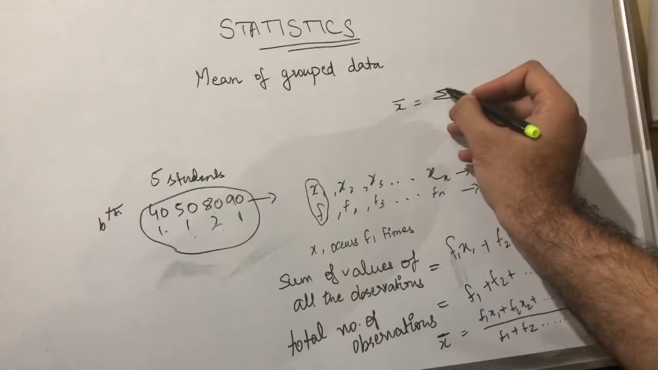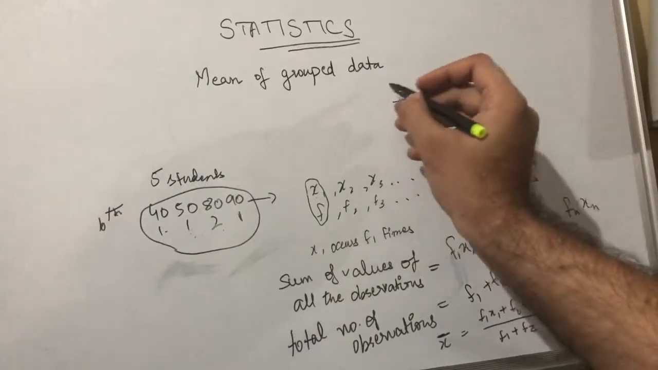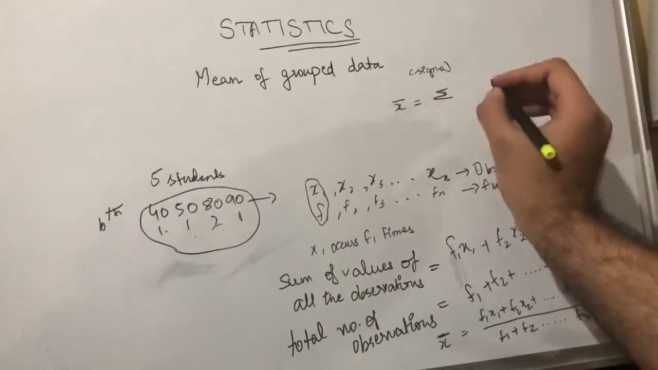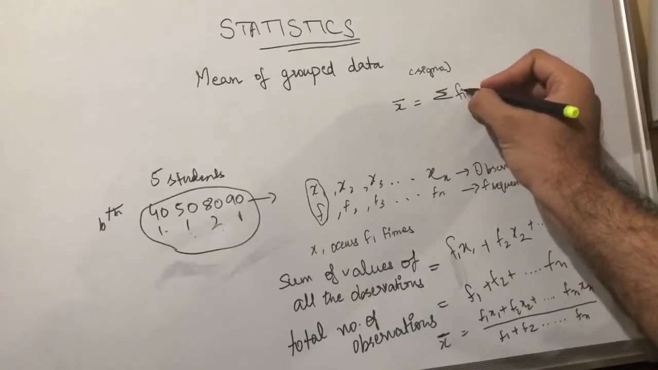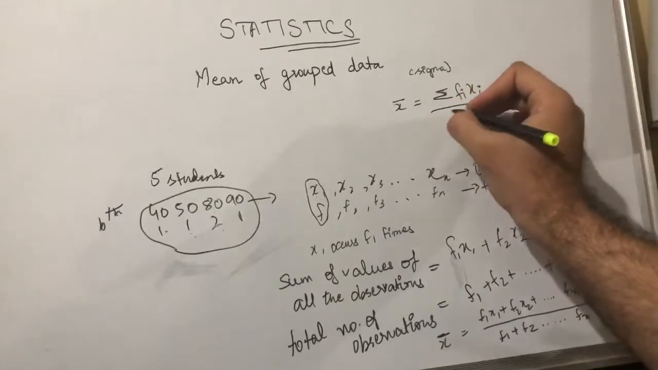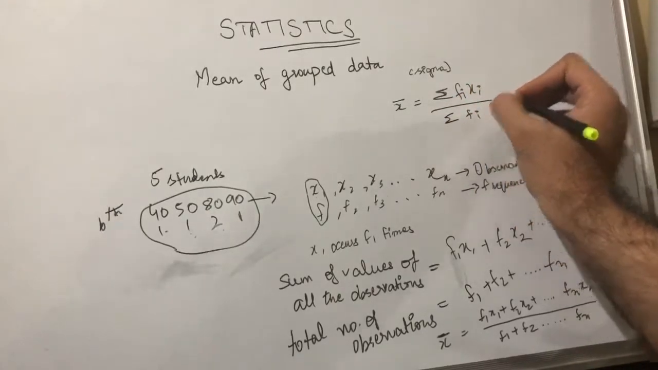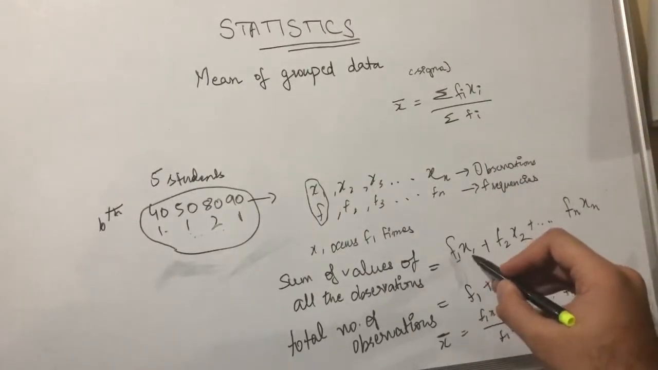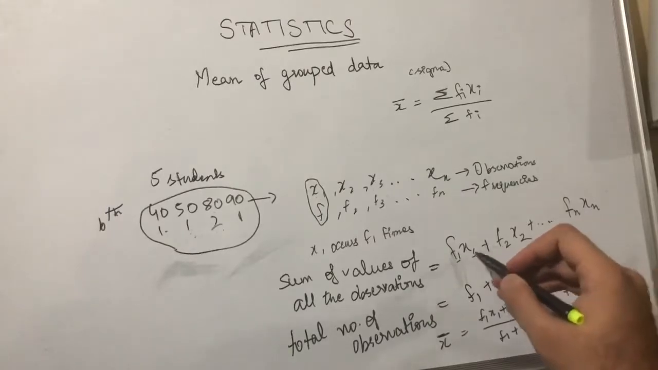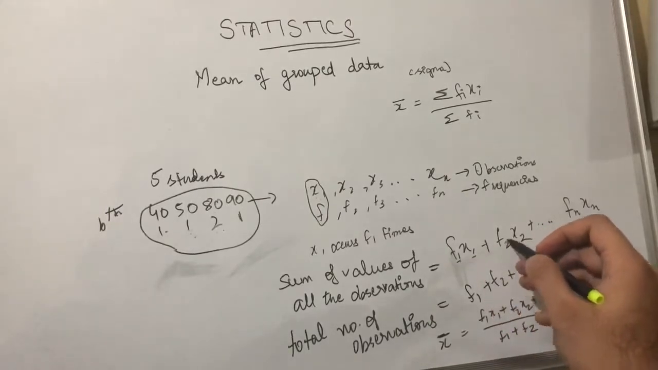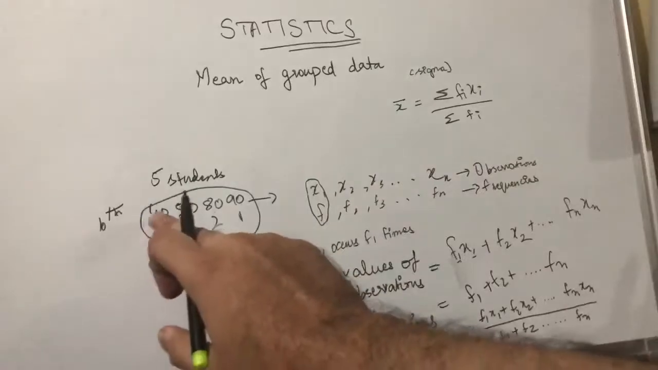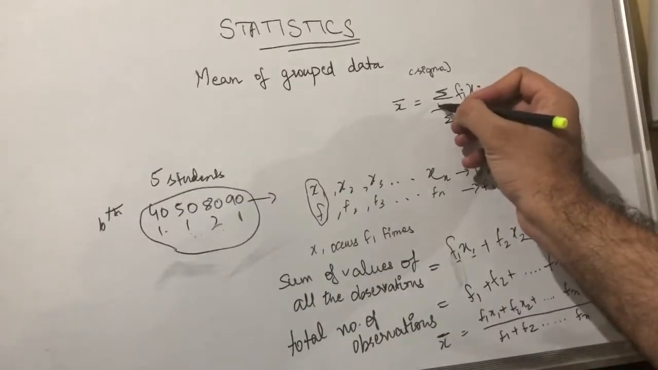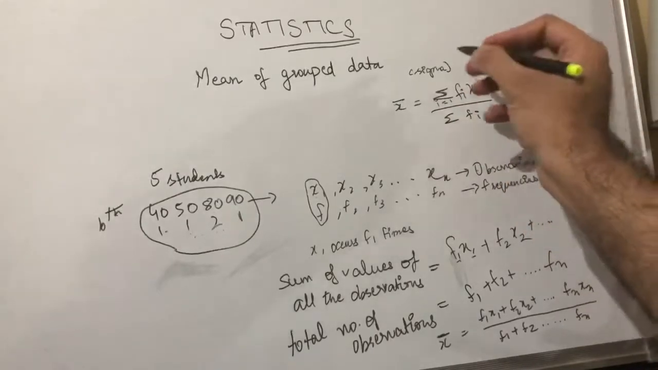Summation is denoted by the symbol sigma. So summation of fi xi divided by summation of fi. Now you would ask me, what is i here? So i would be, let's consider it like an index here. The first time it will be 1, then the second time 2 and 3 and so on. However many records you have, however many observations you have. So this will extend from obviously 1 till n.